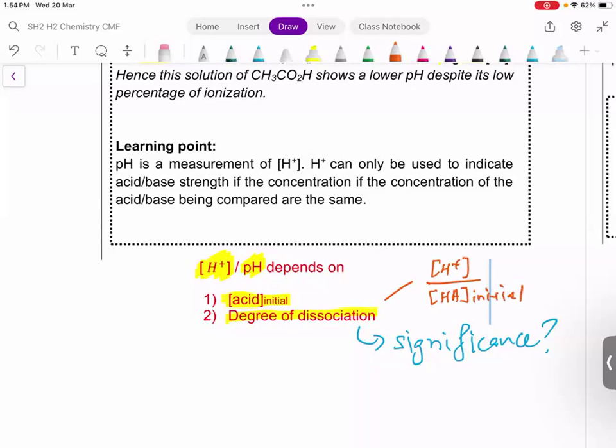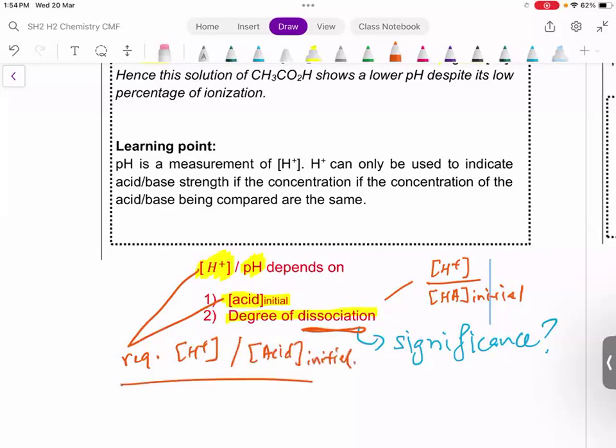In case you have forgotten, what is dissociation? Degree of dissociation is defined in the earlier part of your notes as H plus dissociated over HA initial. So that's how we define degree of dissociation. What is the significance of this? This means that I can only tell whether an acid is strong or weak by comparing these two. You require the relative concentration of H plus and the acid initial to deduce acid strength.